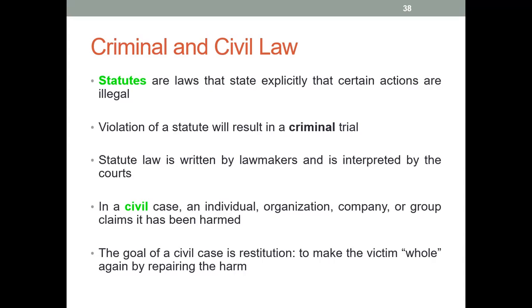then the goal of a civil case is that somebody should make restitution. It means to make the victim whole again by repairing the harm. Now, repairing the harm is not possible. You cannot make John get his life back once again, but at least you can make sure that Maria does not suffer. So that comes in the criminal and civil law.